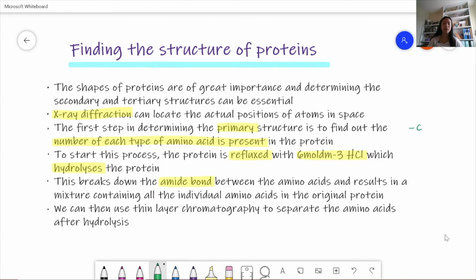which is this C=O and then NH. So this is our amide link, or our peptide bond. And this is between all the amino acids. And so if we've broken them all down, then we get a mixture containing all the individual amino acids which were in the original protein. And so what we can do after that is use thin layer chromatography to separate the amino acids.